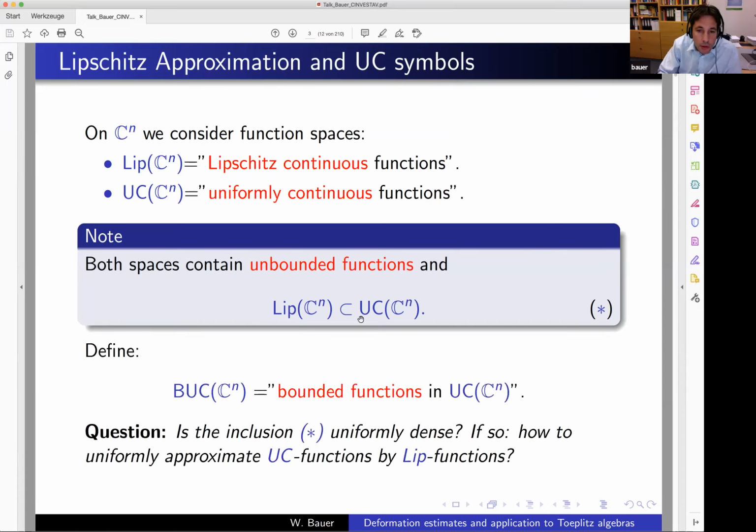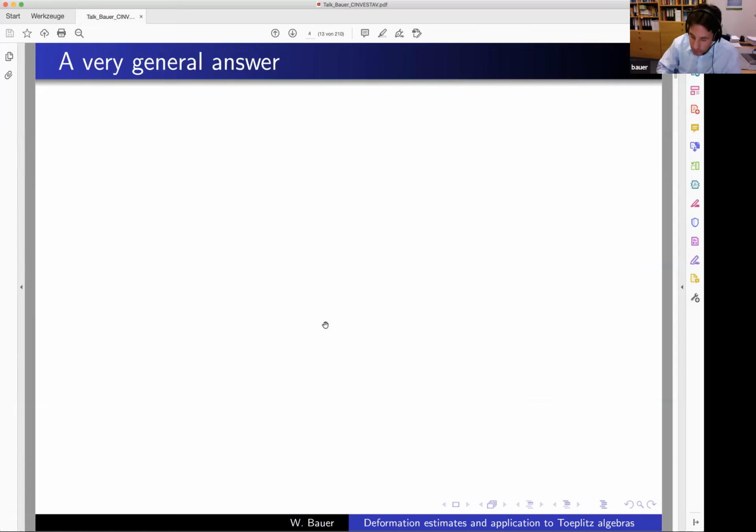And then we can also look at the bounded uniformly continuous functions. This will be the space BUC. So this is certainly a subspace of all uniformly continuous functions. And if you look at this inclusion star here, you may ask whether this inclusion actually is uniformly dense. Or in other words, if you can uniformly approximate uniformly continuous functions always by Lipschitz functions. And if this is the case, how can you do this in a reasonable way? And that question has a very general answer.